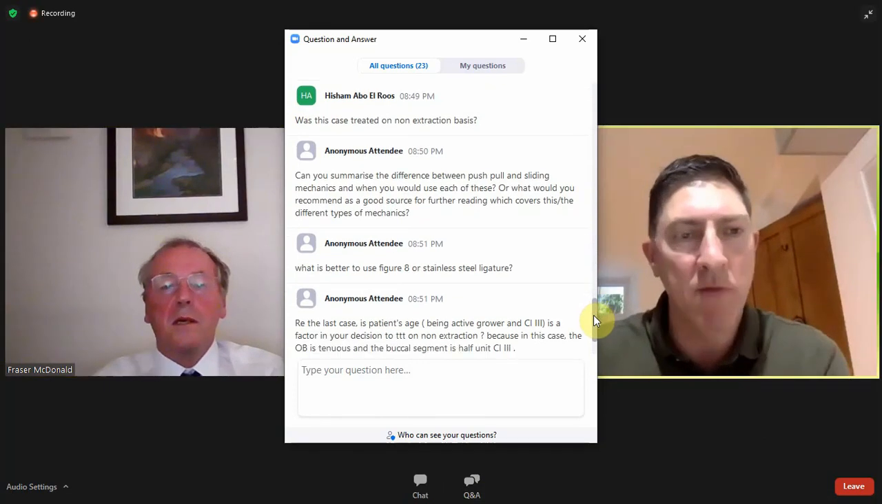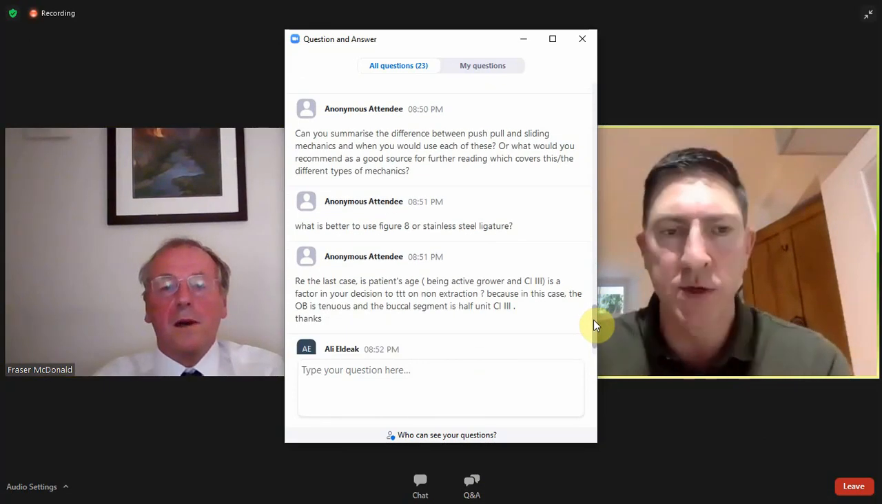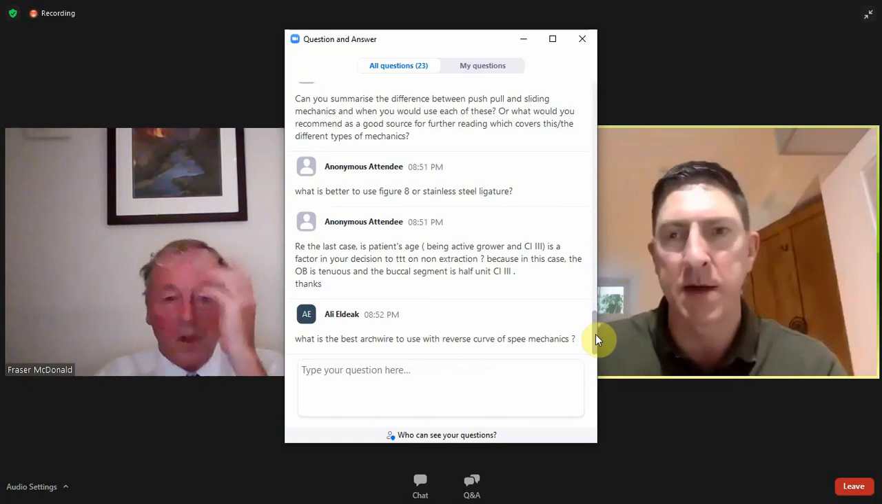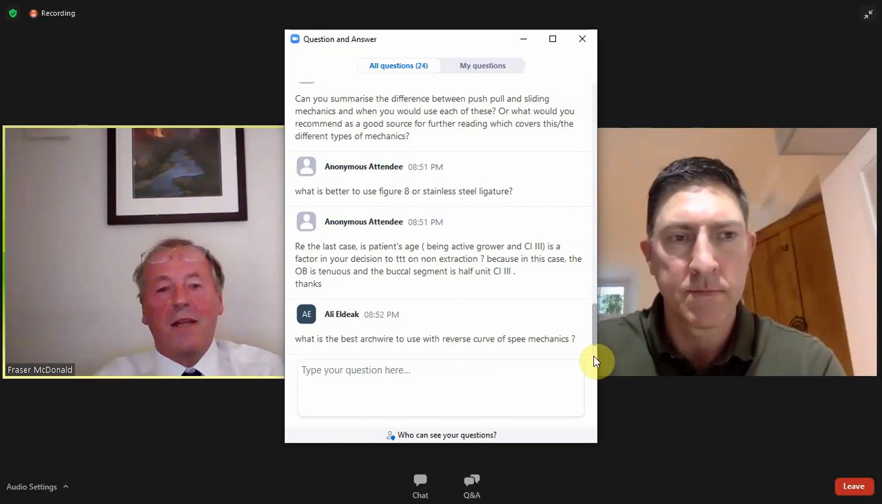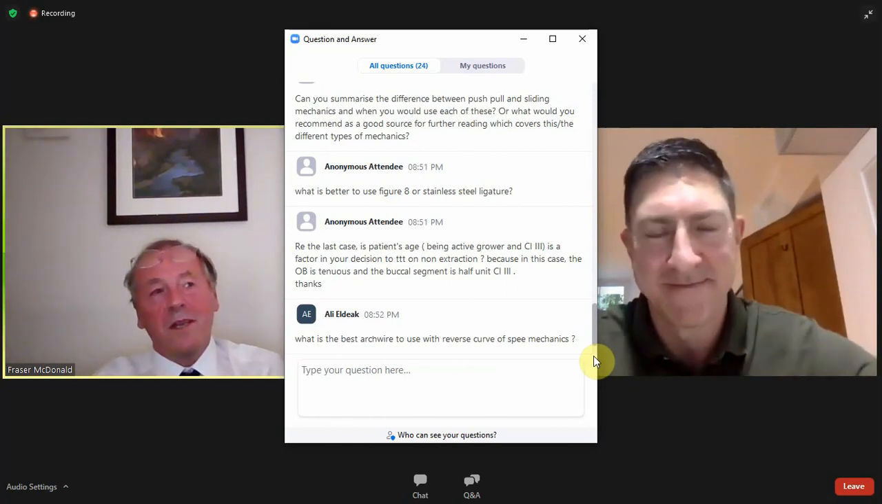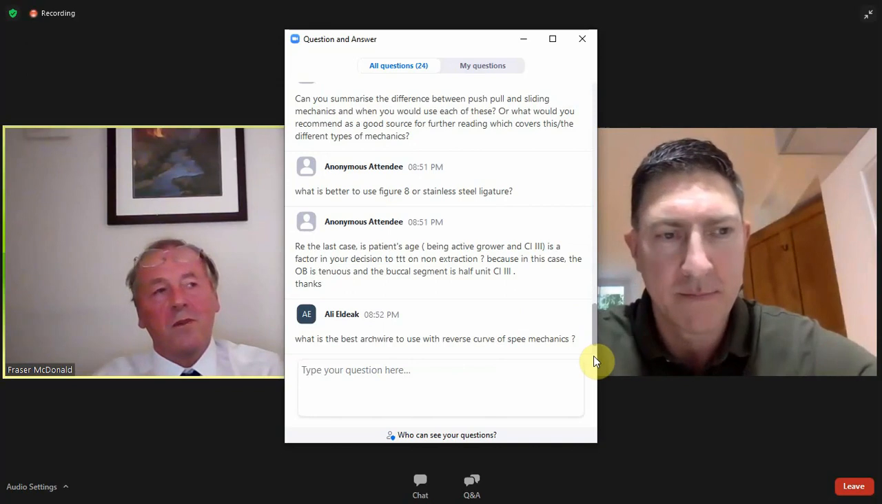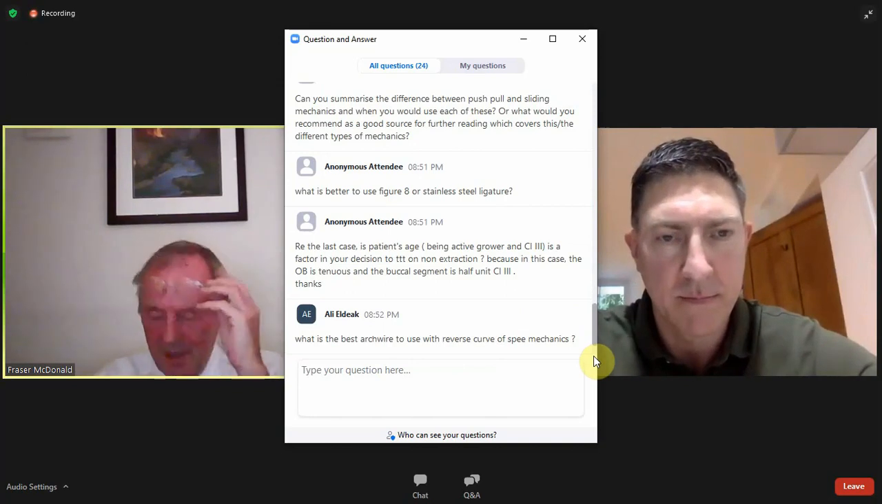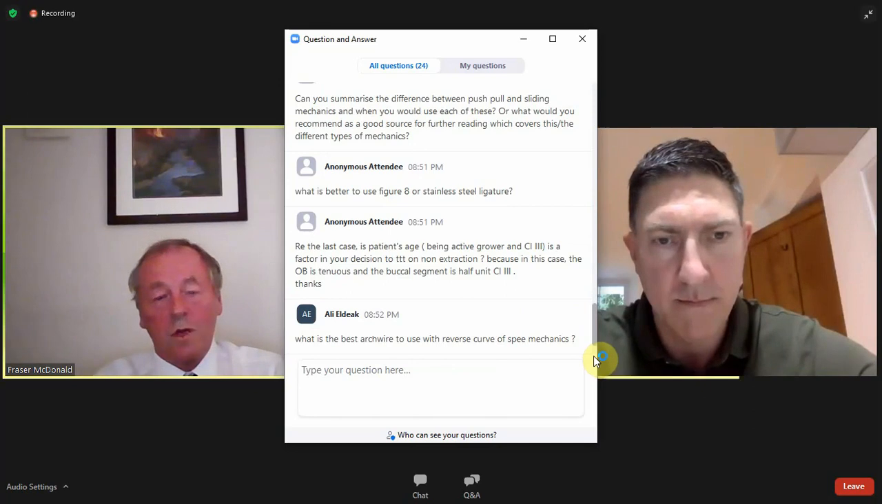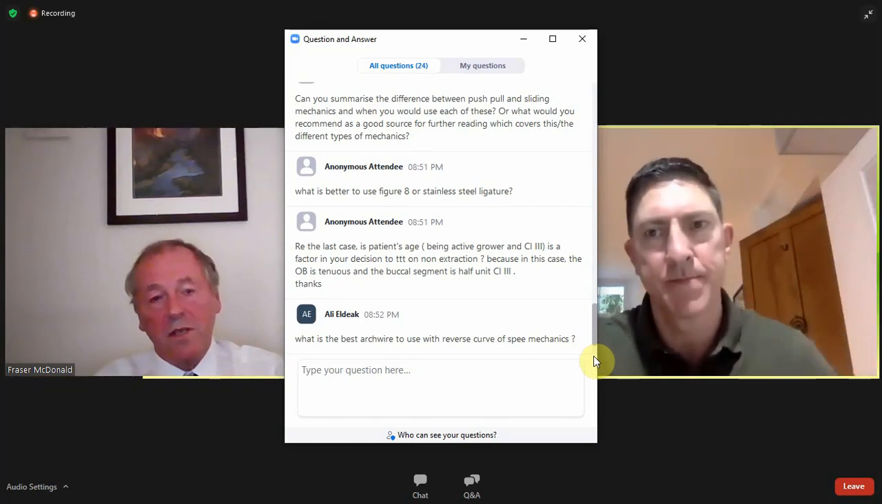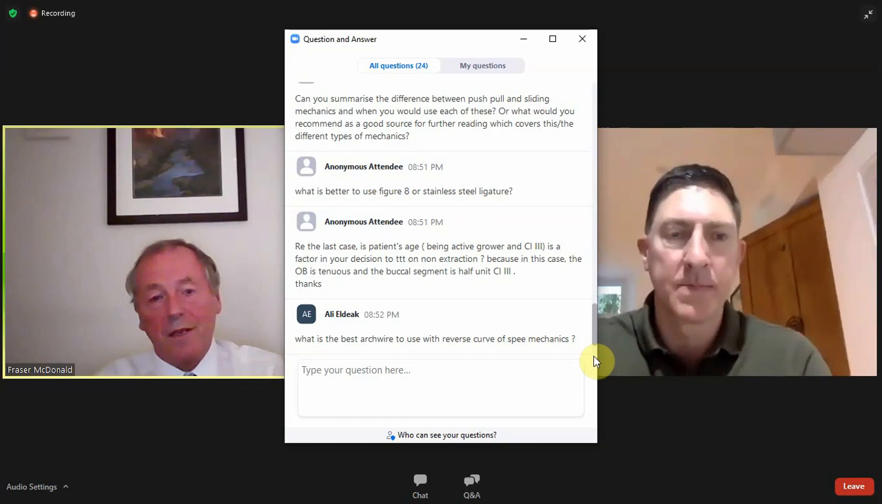Somebody's asked about reverse curve of Spee mechanics and what arch wire you would use for that, because obviously there's a couple of different options out there. So in theory, if we put the brackets in the right place, we shouldn't need reverse curve of Spee mechanics. But the biggest single thing which takes postgraduates to about the third year to get their mind into this, if you sweep in a curve of Spee into 19x25 and then don't correct the torque, the risk you run is you throw the incisors into the lingual cortical plate.